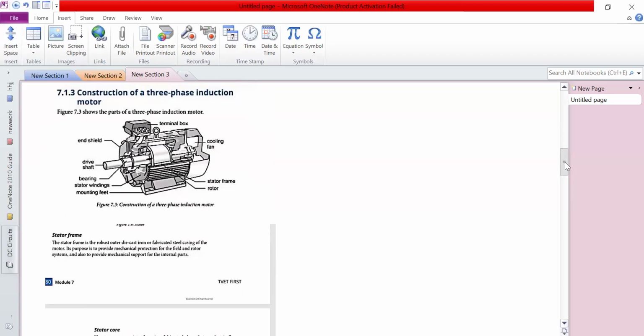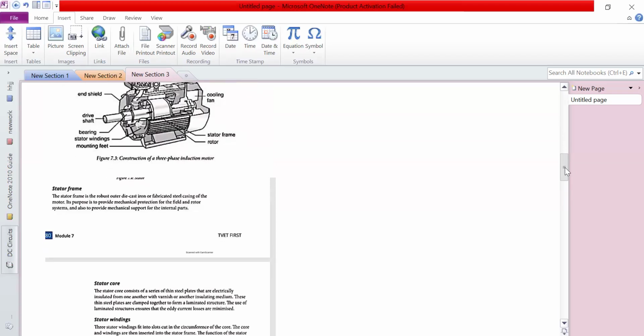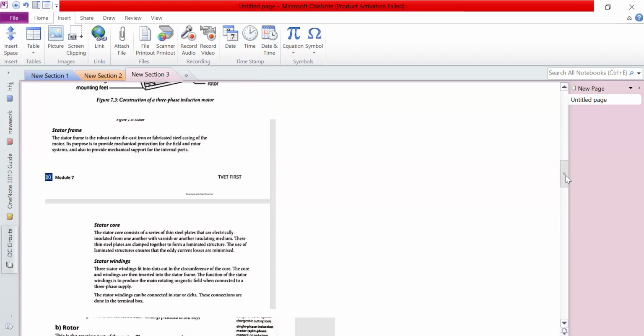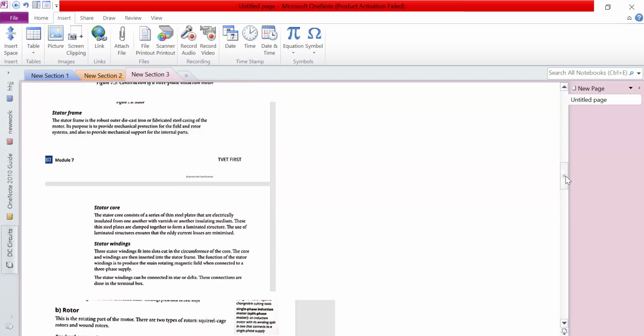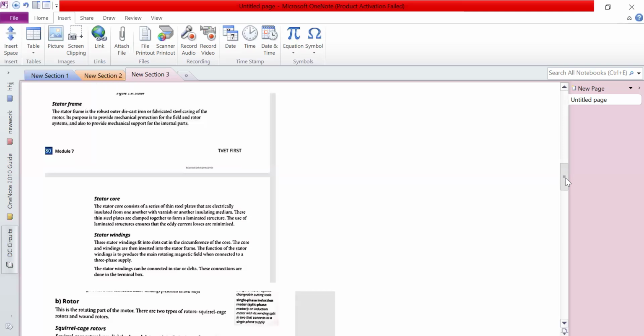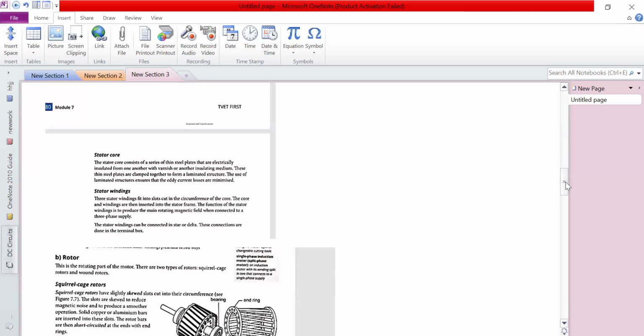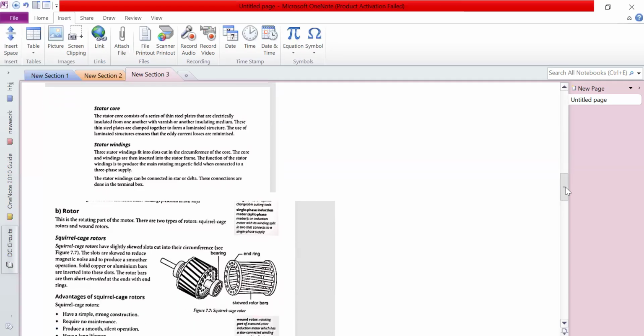So let's discuss the stator a bit. The stator is made up of the stator frame. The stator frame is just the metal casing, which is responsible for protecting the rotor and the stator. Then we have the stator core, which is where we put our stator windings. Then the stator windings produce the primary rotating magnetic flux.